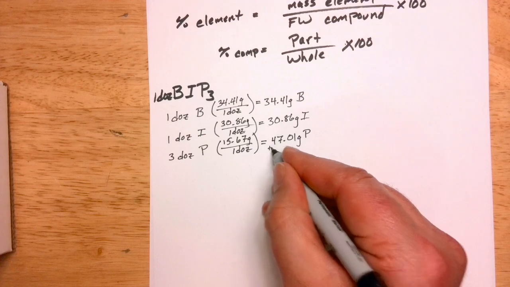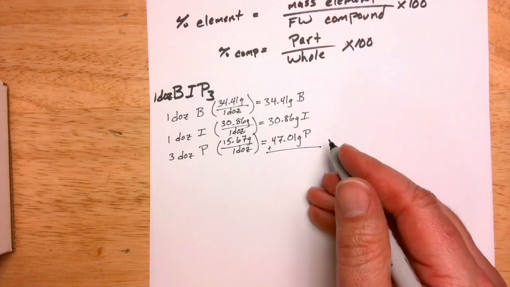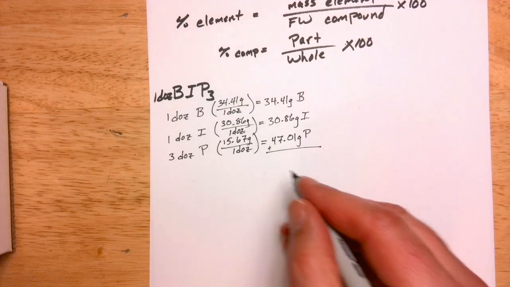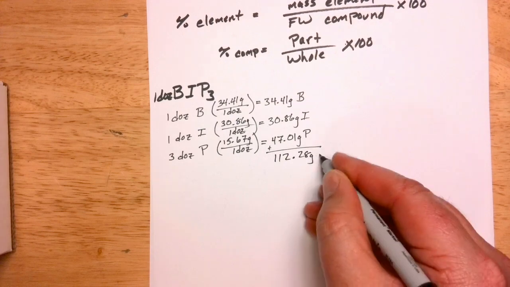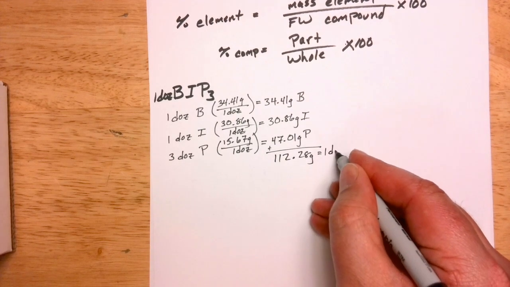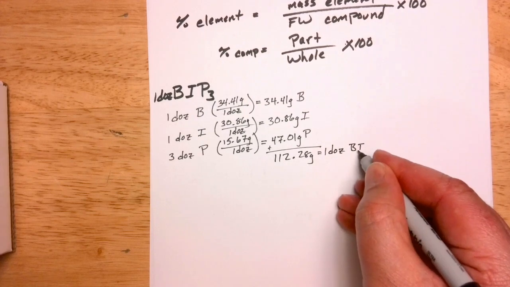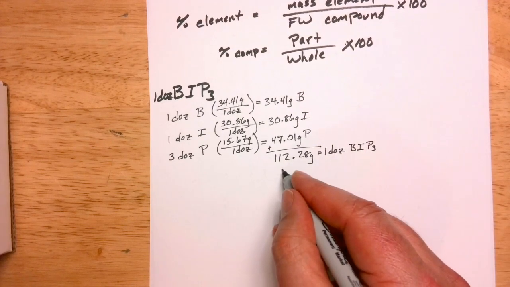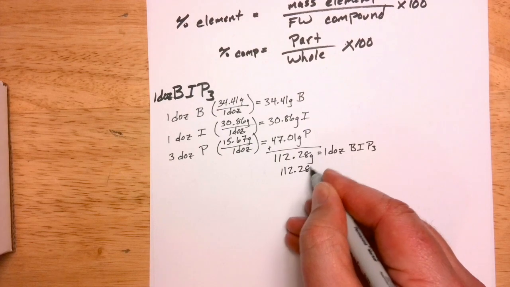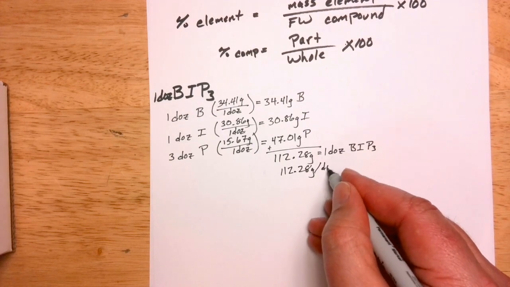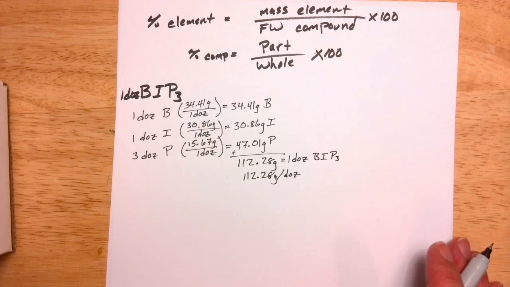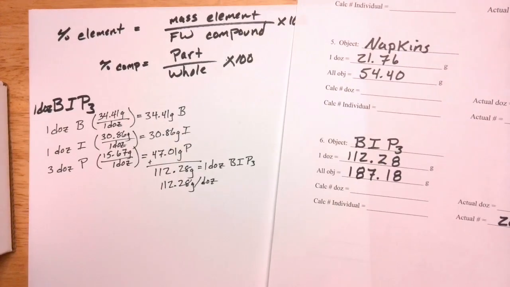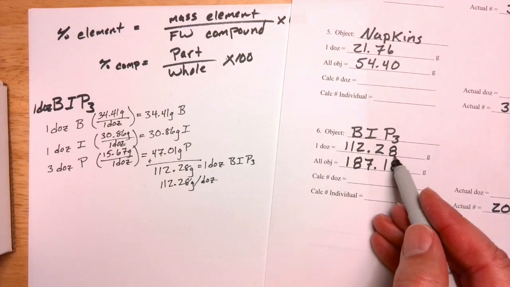And to find the weight of the whole thing, you just add all these masses together, you end up getting a total mass of 112.28 grams is equal to 1 dozen BIP3. Or you can also write it out as 112.28 grams per dozen. Okay, so hopefully you remember doing that. And let's see how close we get to that mass. Was 112.28 grams, sure enough.